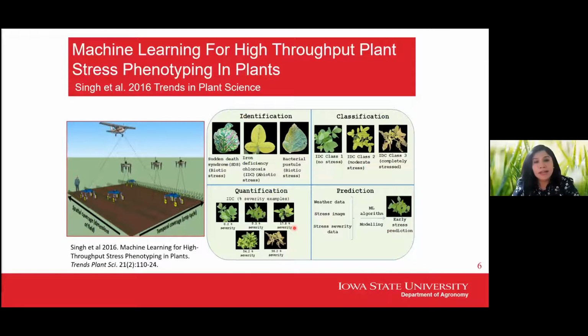And the last stage where machine learning can be used in plant stress phenotyping is prediction, where we use historical disease data, weather data, and stress images to predict whether the stress can come in the future under these conditions or not. So machine learning can be used in these four scenarios, which I call the ICQP paradigm.